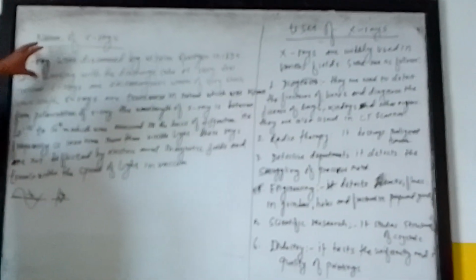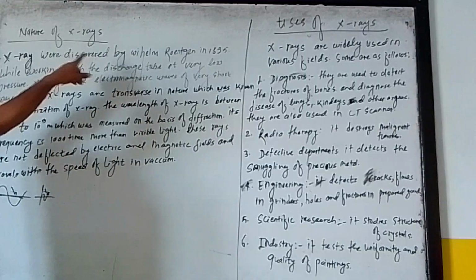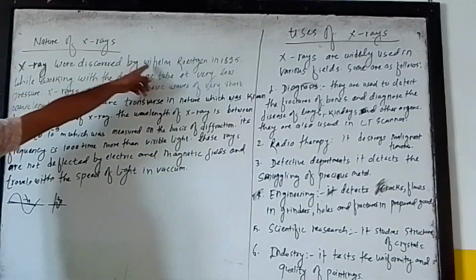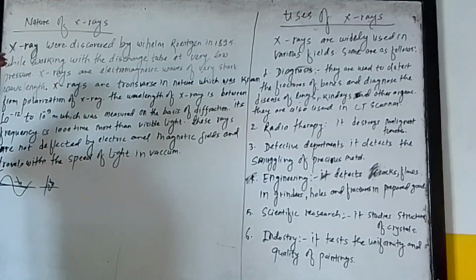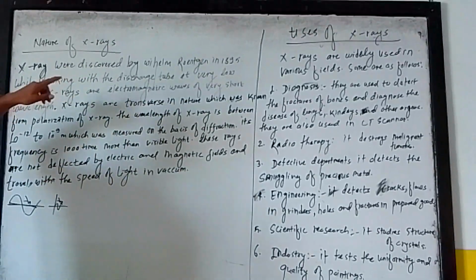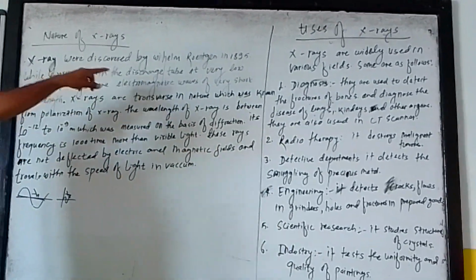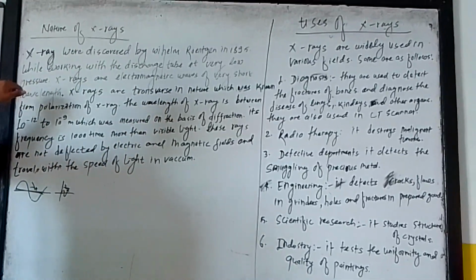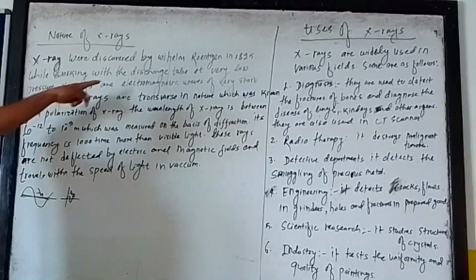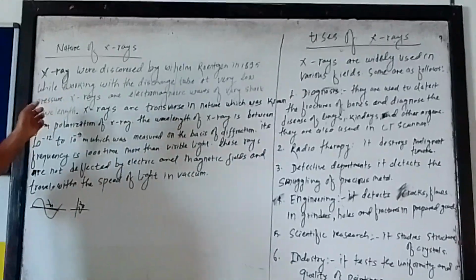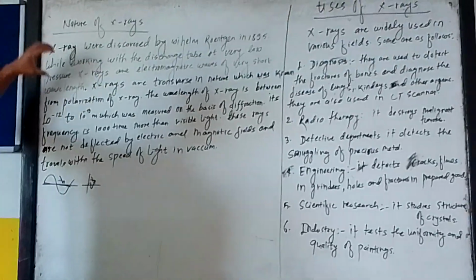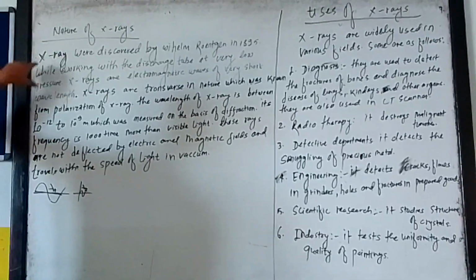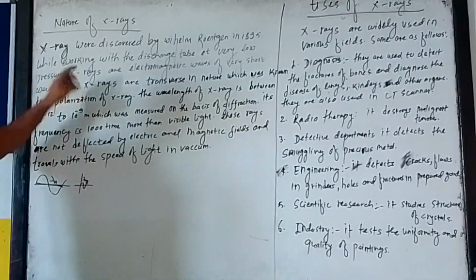Look at here. First of all, you know that these X-rays were discovered by William Roentgen in 1895. In 1895, who discovered? William Roentgen discovered. While he was working with the discharge tube at a very low pressure, at that time William Roentgen found these rays, which were X-rays. And here is its nature.